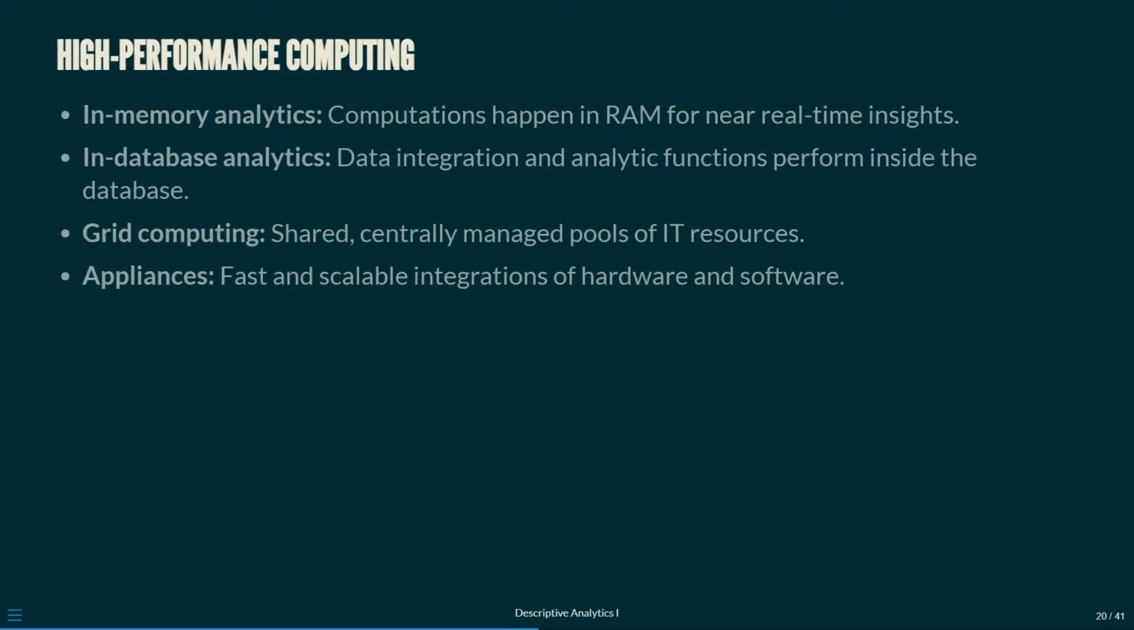Before we go into big data, we need to define the parameters or the infrastructure behind big data itself. The infrastructure needed for big data is high performance computing, which has several kinds. First is in-memory analytics, where the computations are done in RAM, or in memory, for near real-time insights. The second kind is in-database analytics: data integrations and analytic functions performed inside the database.